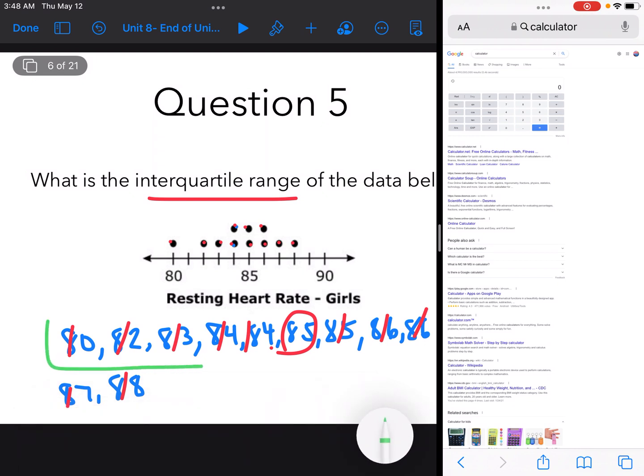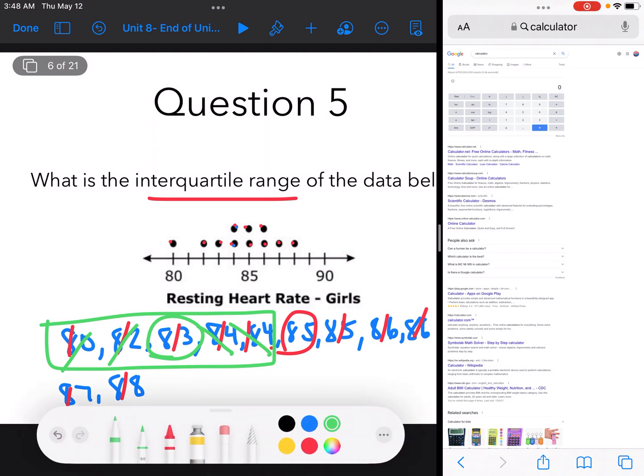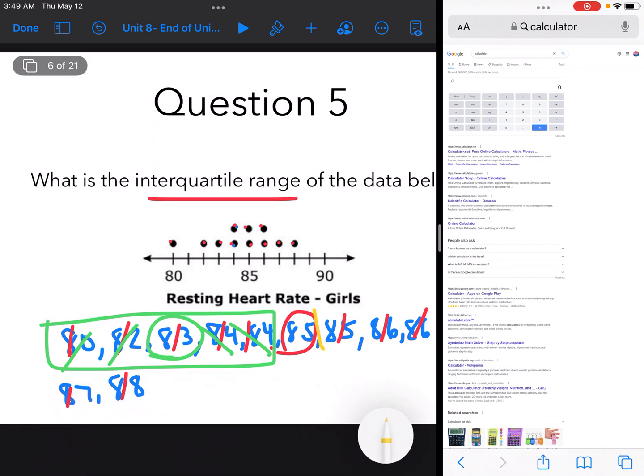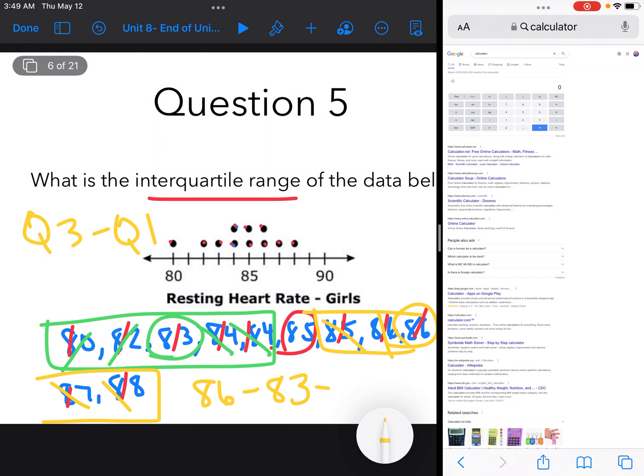Then I have to find the median of the lower half of the data. 2 numbers in front of the circle, 2 numbers behind the circle. Good to go, because it's equally divided. So 83 is quartile 1. 86 is quartile 3. So I'm going to do 86 minus 83, because it's Q3 minus Q1, which is 3.